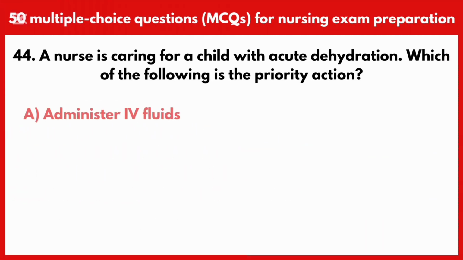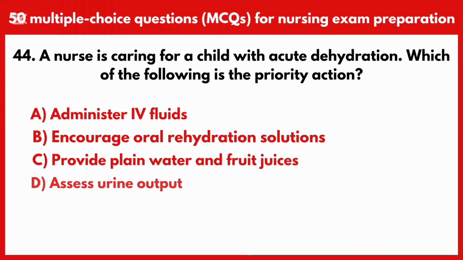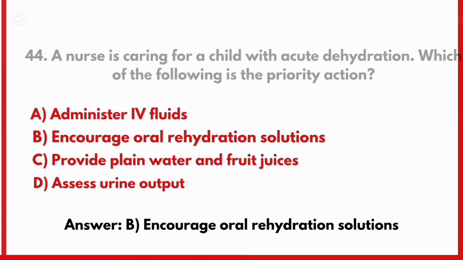A nurse is caring for a child with acute dehydration. Which of the following is the priority action? Correct answer is option B.